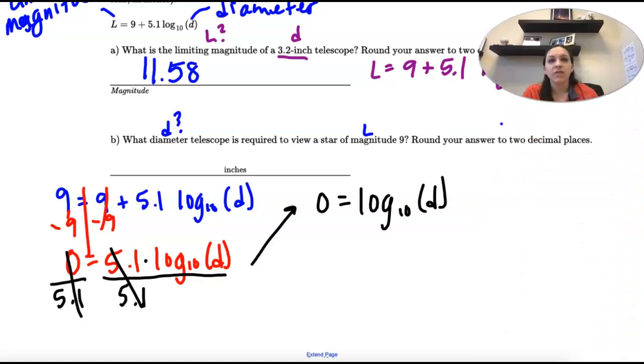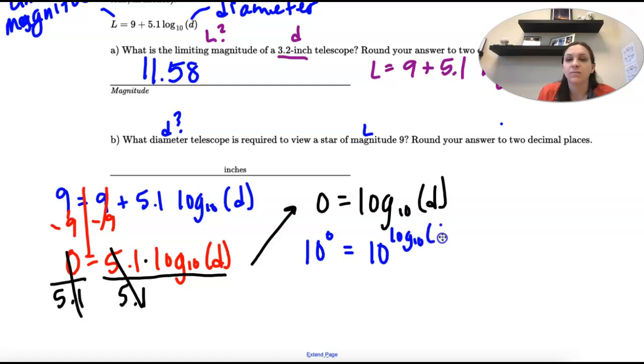Okay, so to get rid of the log, we do the opposite of a log, which is an exponent, and the base tells us what exponent to use. So we're going to take everything to the power of 10. What that does is it gets rid of the log, and we're just left with the D. And then 10 to the 0 power is not 0. Anything to the 0 power is 1. So D is 1 inch.